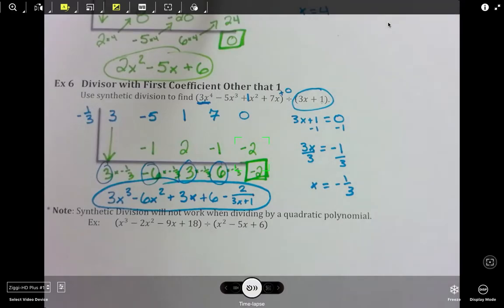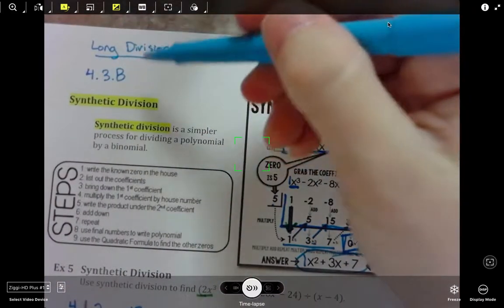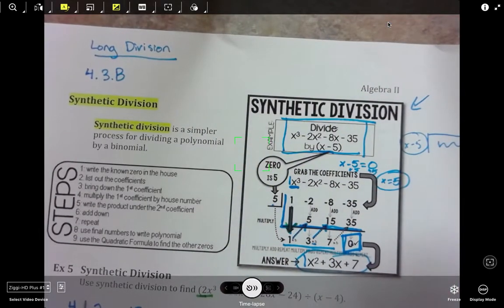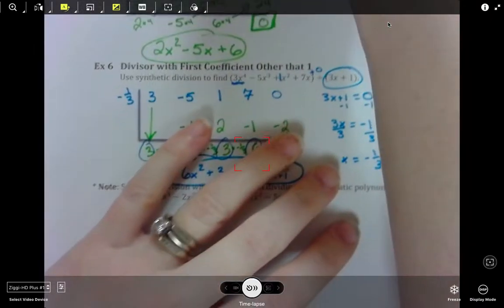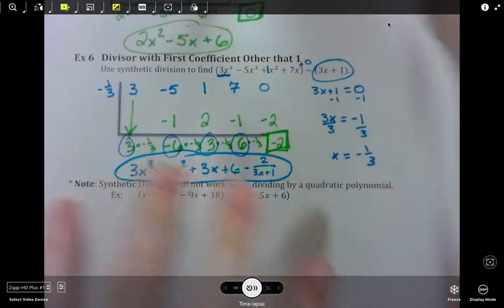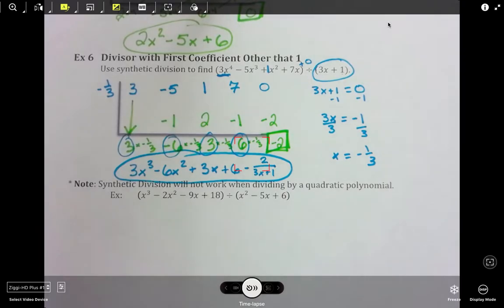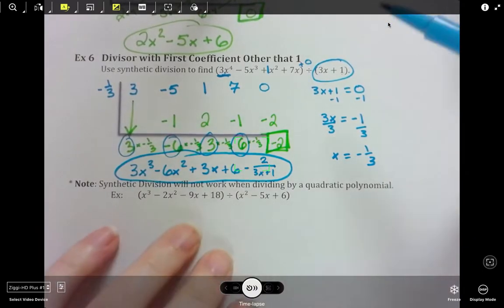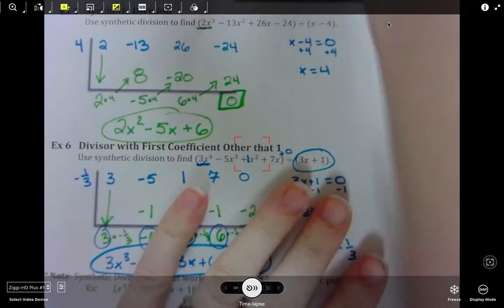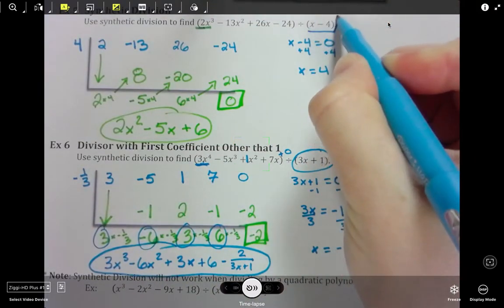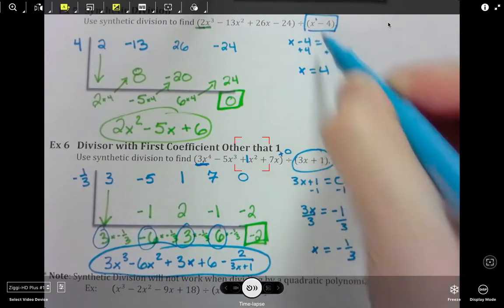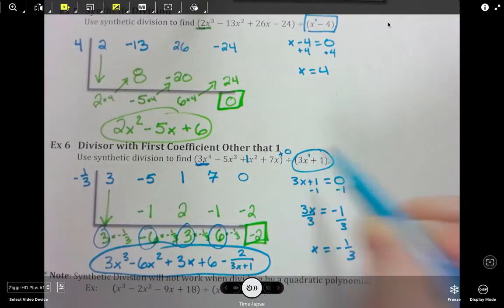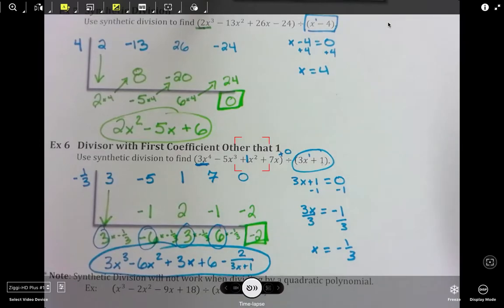Now, some of you are thinking that was way easier than long division. Why would we ever want to use long division if there's an easier way? Well, not all equations are able to do synthetic division. Synthetic division only works when you're dividing with stuff that's like x to the first power. So this was x to the first power minus 4, and 3x to the first power plus 1. That's the only time you can do synthetic division.